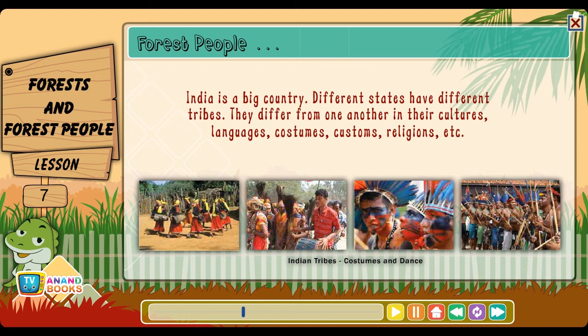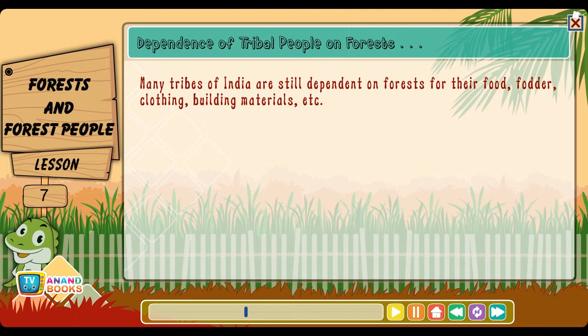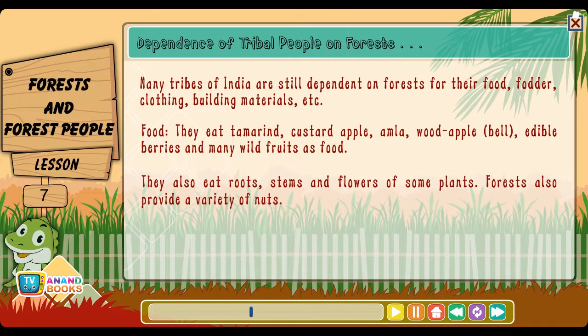Dependence of tribal people on forests. Many tribes of India are still dependent on forests for their food, fodder, clothing, building materials, etc. Food. They eat tamarind, custard apple, amla, wood apple or bell, edible berries and many wild fruits as food. They also eat roots, stems and flowers of some plants.